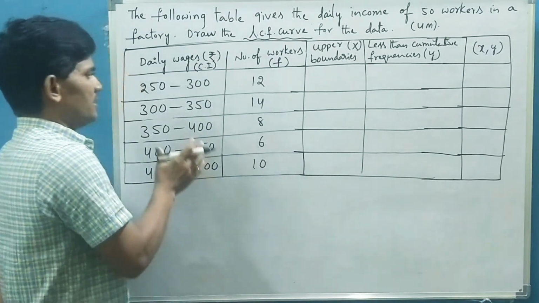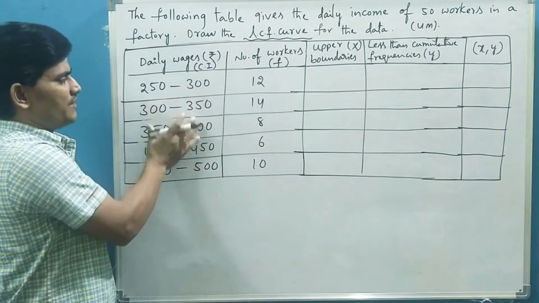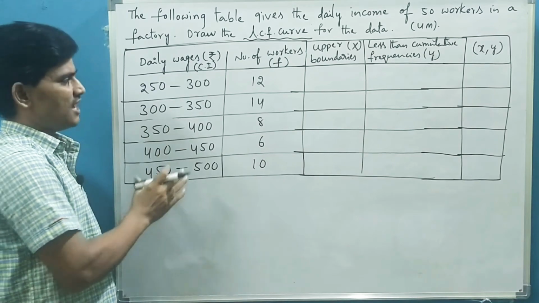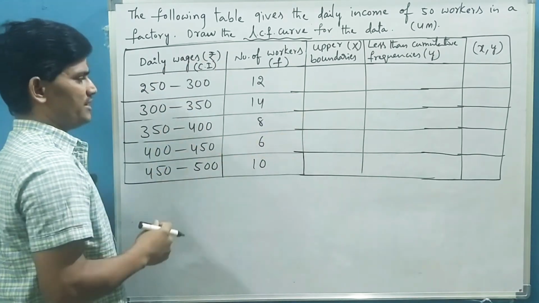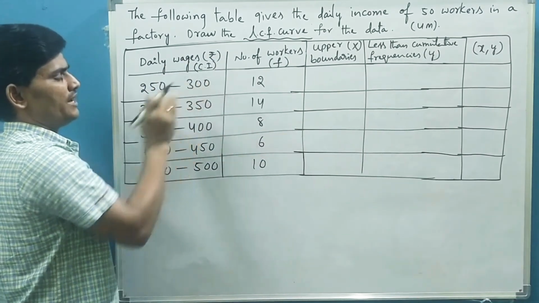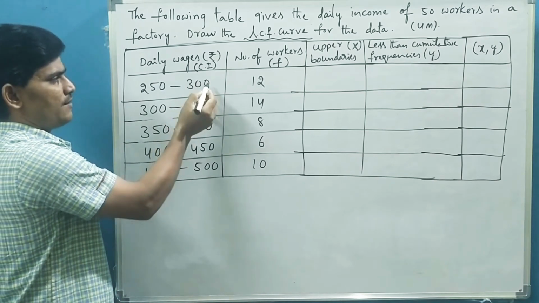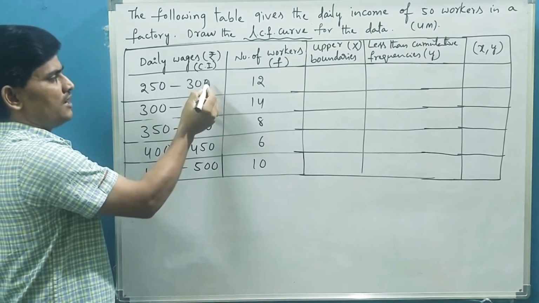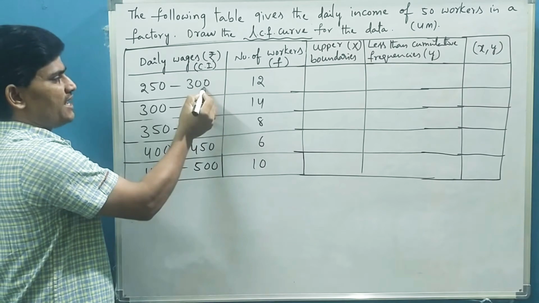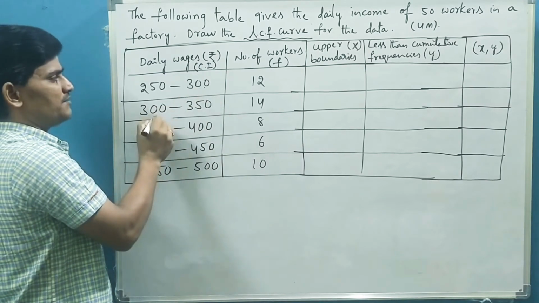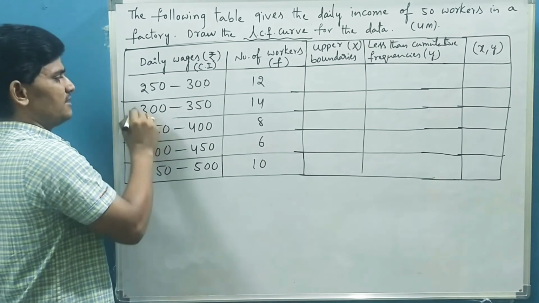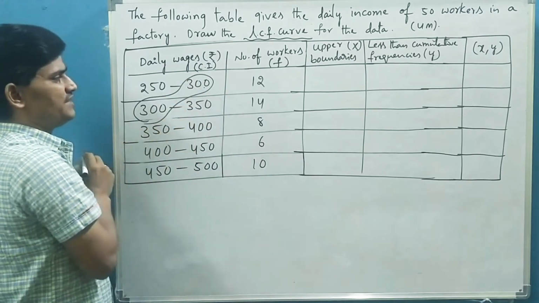See, in class intervals you are given with limits. How to convert the limits into boundaries? To find the upper boundary, you have to find the average of the upper limit of a class with the lower limit of the next class. See, you have to take the average of these two.